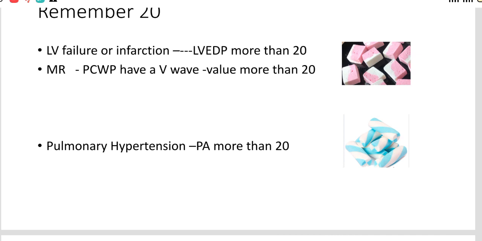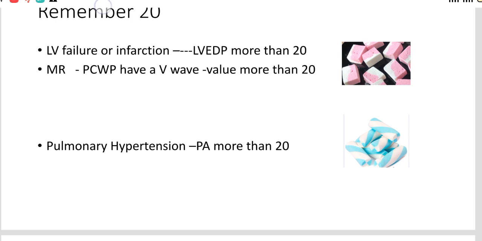Here are the things. If left ventricular failure or left ventricular infarction is there, left ventricular end diastolic pressure is usually more than 20. Another thing is in mitral regurgitation, the pulmonary capillary wedge pressure has a V wave with pressure of more than 20. In the exam papers, when we were preparing for the exam, I have never got any mitral regurgitation questions. I don't know whether they put them in. Then the other thing is pulmonary hypertension, where the pressure will be more than 20.